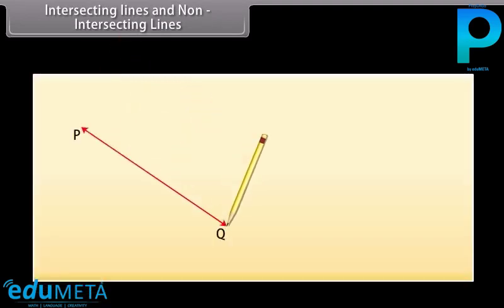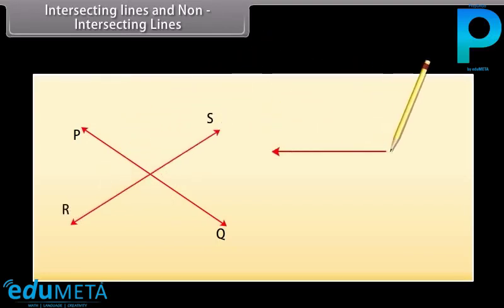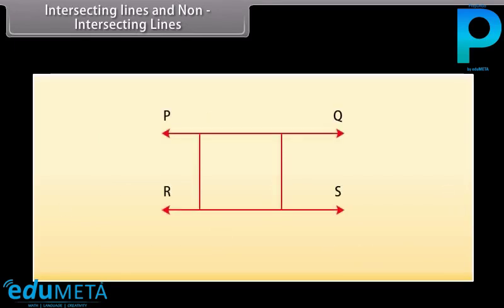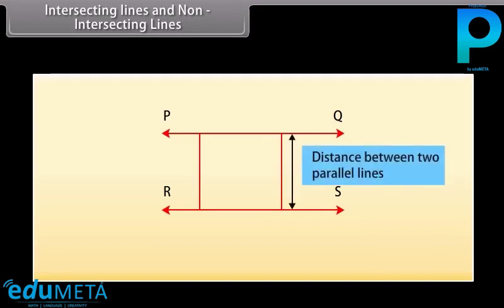Intersecting lines and non-intersecting lines. Now let us draw two different lines PQ and RS on a paper. We can draw it in this way also. We have seen that we can draw them in two different ways. These are intersecting lines and these are parallel lines. And the length of the common perpendiculars at different points on these parallel lines is the same. This equal length is called the distance between two parallel lines.